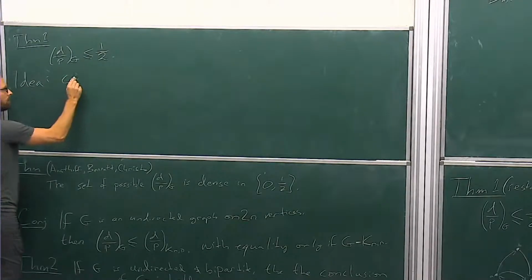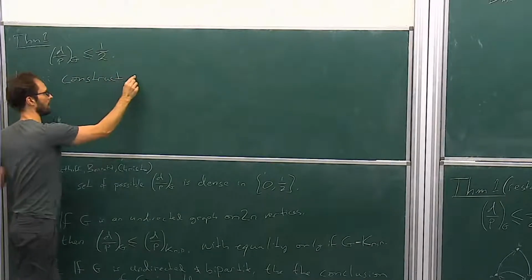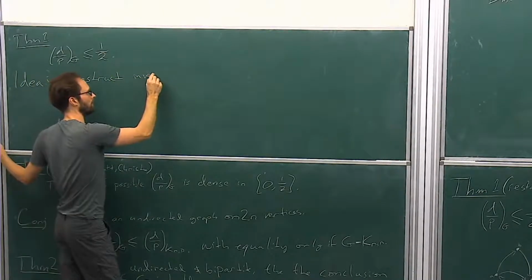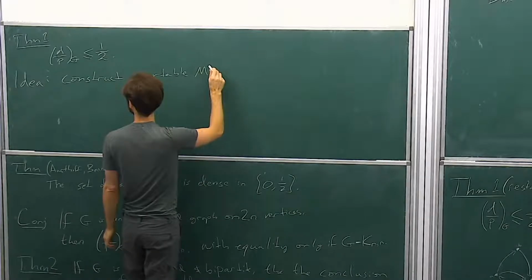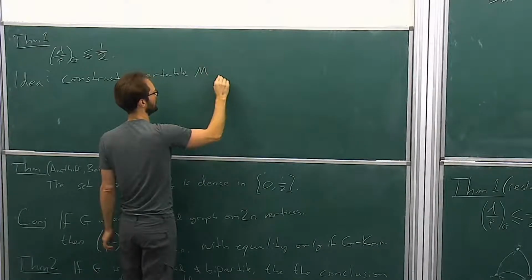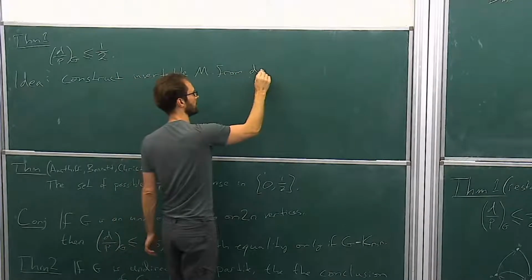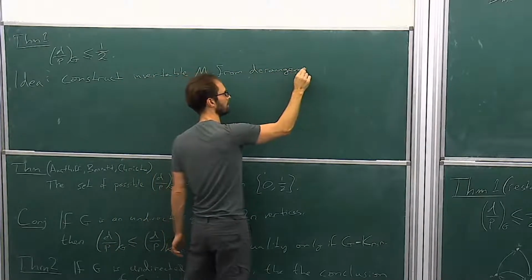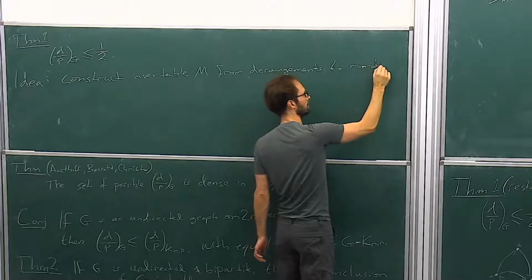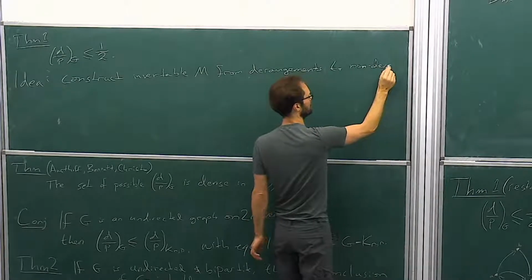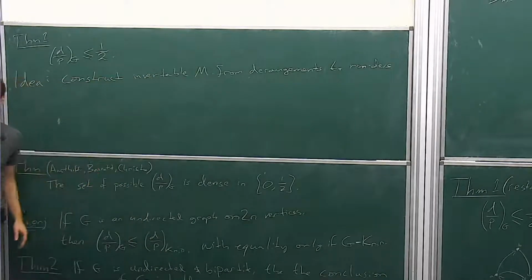We'll construct an invertible map from derangements to non-derangements. Right, you want to show that there are more non-derangements than there are derangements. An obvious thing to do is to just construct a map from the derangements into the non-derangements.